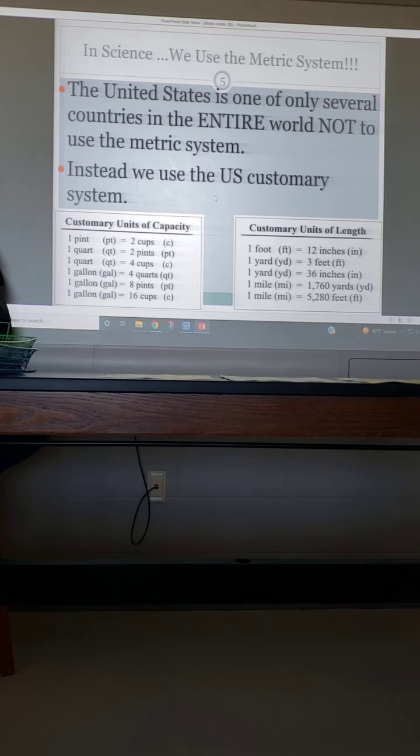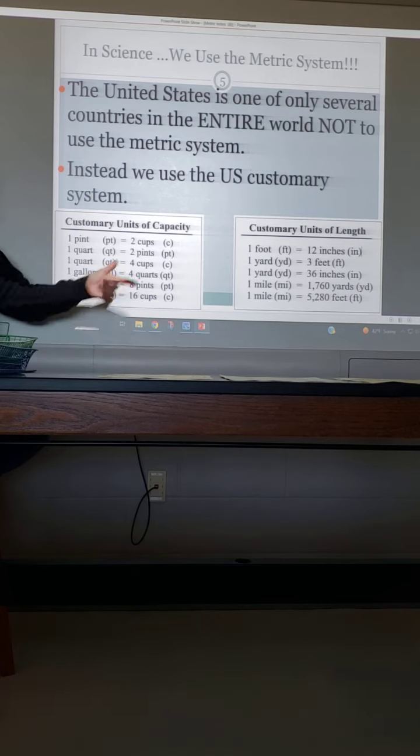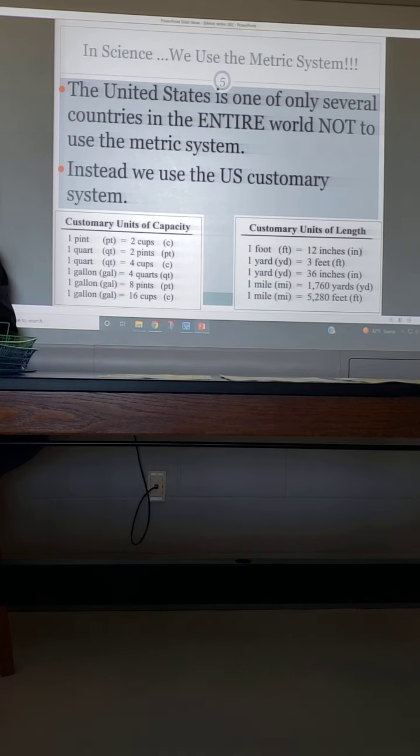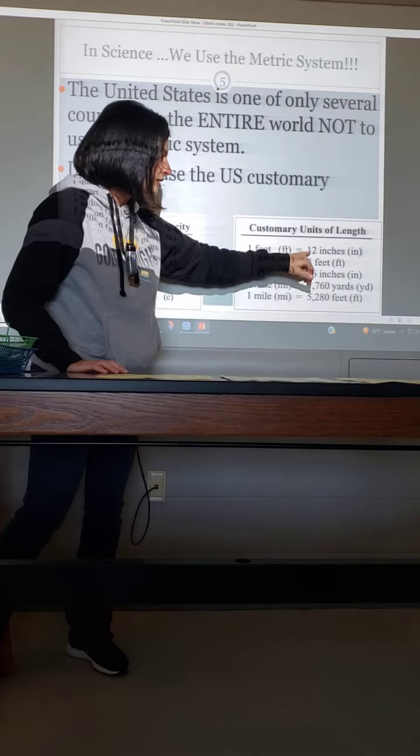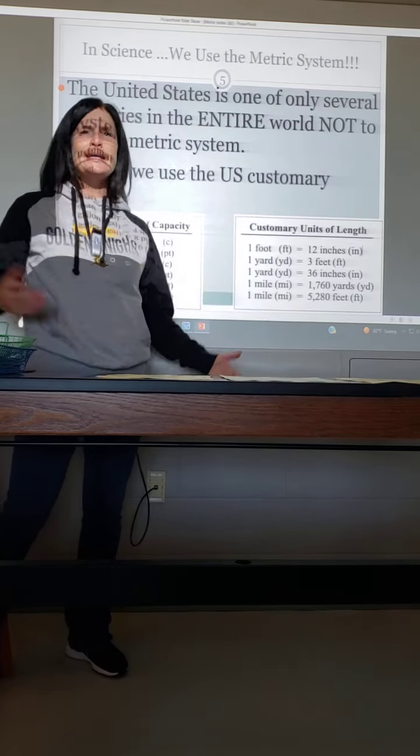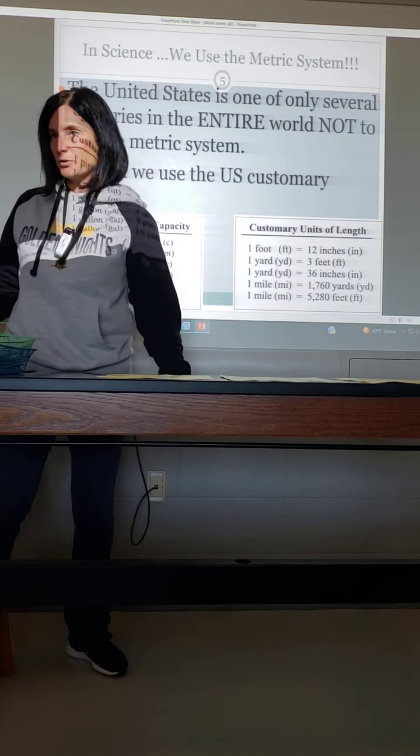Our system is called the US customary. And so we have to have conversion equivalencies for volume, we have to have that for length, we have it for mass. So we have 3 unique systems for our 3 types of measurements: mass, length, and volume. The metric has 1 system, and we get to use that for all 3 of those types of measurement. So you have 2 to 1, 2 to 1, 4 to 1, 4 to 1, 8 to 1, 16 to 1, 12 inches to a foot, 3, 36, 1760, 5280. What? Like who remembers those numbers, right?